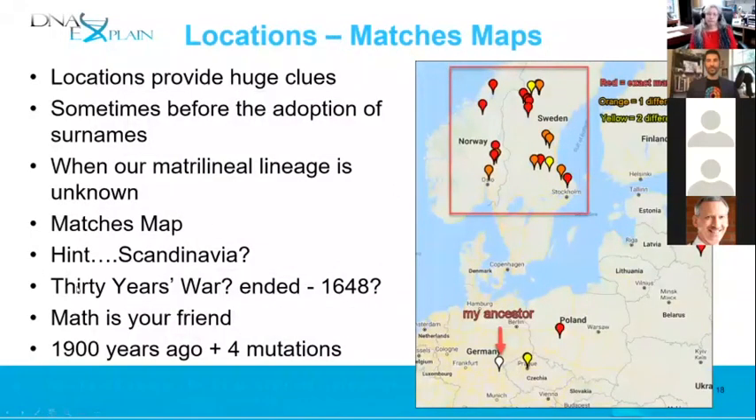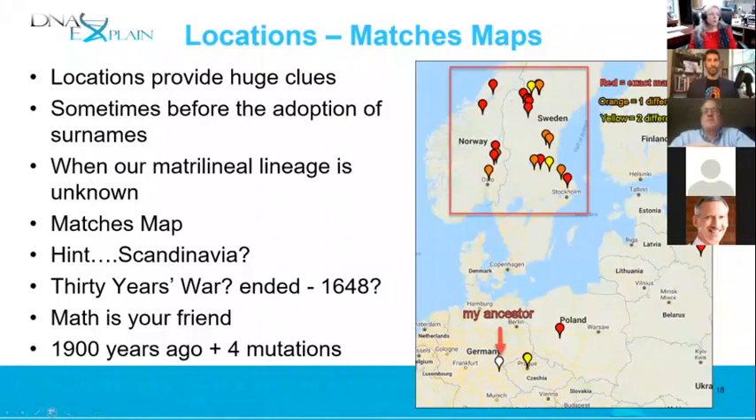This is my matches map. Now remember, my earliest known ancestor is found here in Germany. You can see the map at the bottom down here. And these are my full sequence matches, where red is an exact match, orange is one difference, a GD of 1, and yellow is a GD of 2.